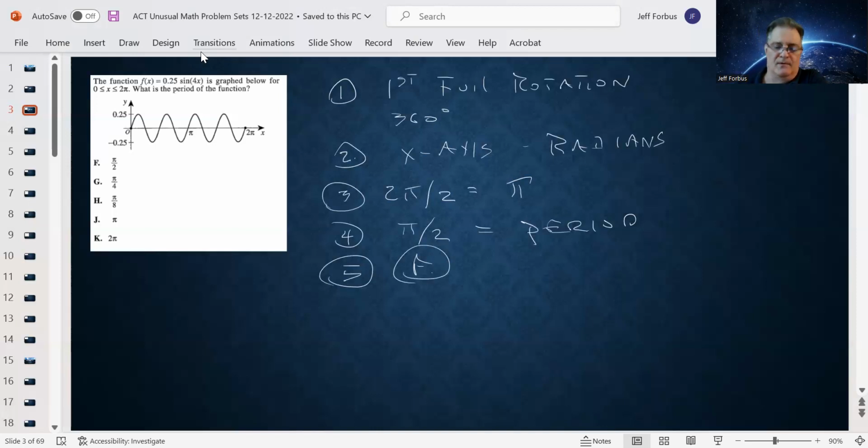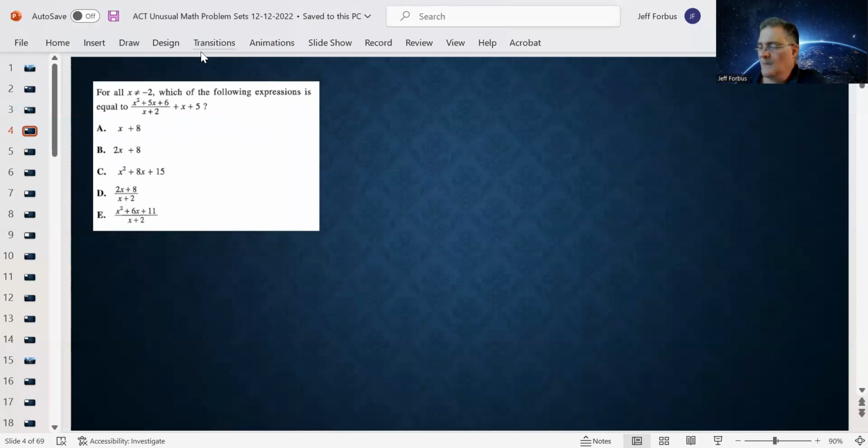All right, let's keep moving on. In this particular question, we're going to deal with simplifying the expression that they gave us. So we're going to take this equation, x squared plus 5x plus 6, which is all divided by the binomial x plus 2. I like to put parentheses around that. That reminds me that's a binomial, plus x plus 5.